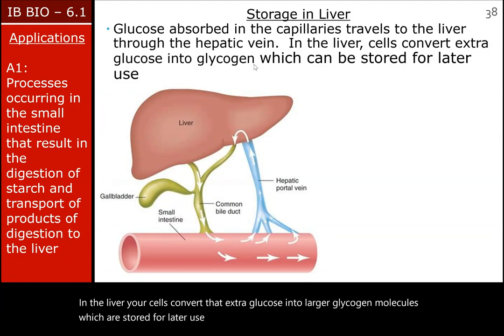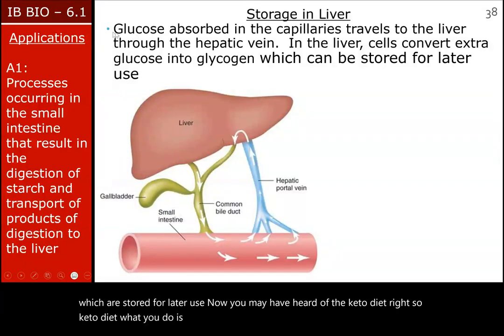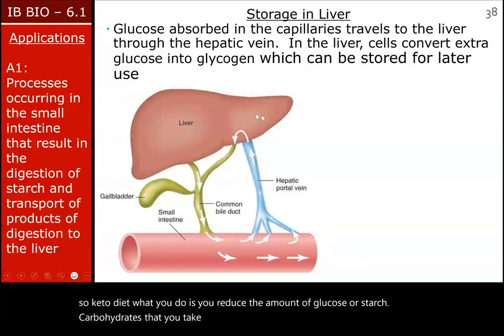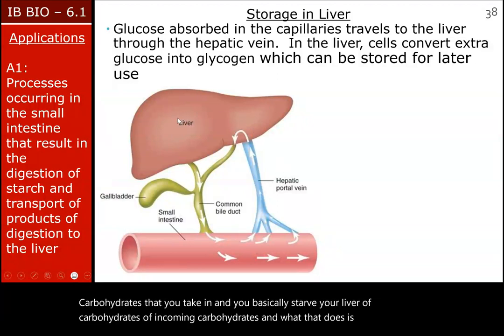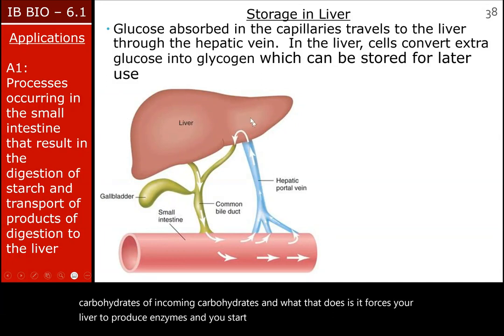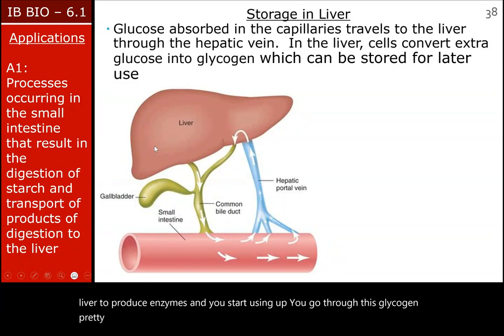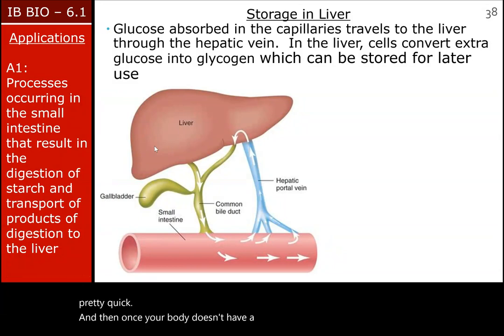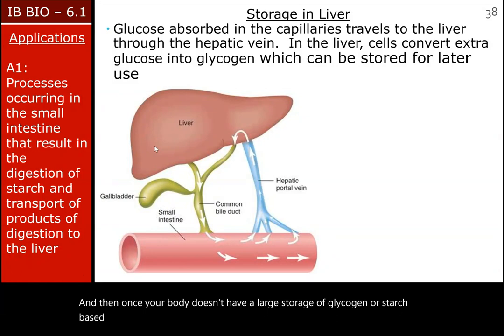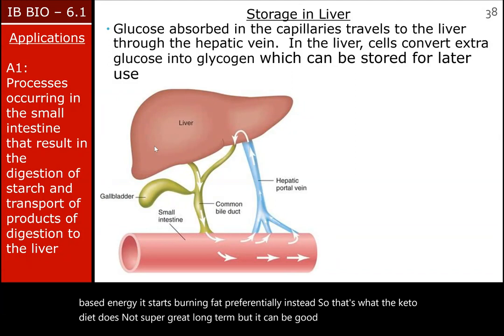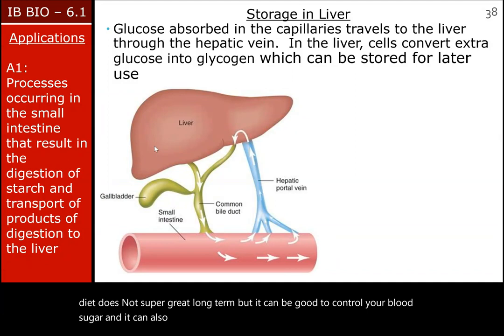Now, you may have heard of the keto diet, right? So with the keto diet, you reduce the amount of glucose or starch, carbohydrates that you take in, and you basically starve your liver of incoming carbohydrates. What that does is it forces your liver to produce enzymes, and you go through this glycogen pretty quick. And then once your body doesn't have a large storage of glycogen or starch based energy, it starts burning fat preferentially instead. So that's what the keto diet does. Not super great long term, but it can be good to control your blood sugar. And it can also be good to drop weight quickly if you need to.